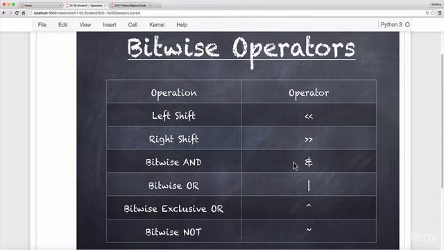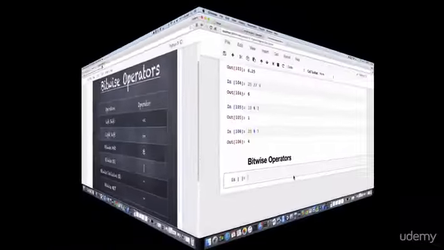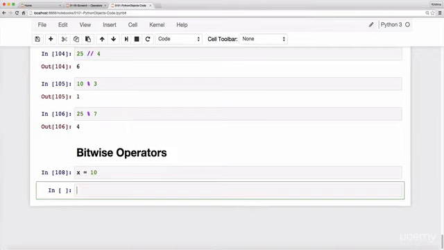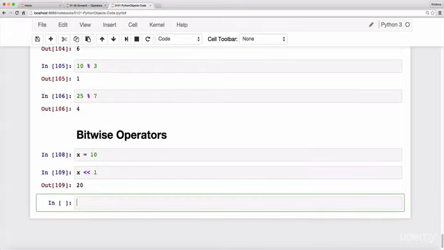And actually in real world programming we hardly use bitwise operators, but I'll just show a few examples with left shift and right shift. Let us say we have x equal to 10, and if you left shift x by 1, you get 20.